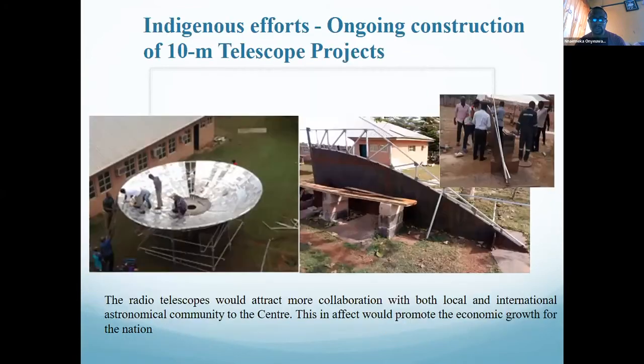Now, on our indigenous development, we tried designing our own radio telescope. This is a 10 meter radio dish we are building at the center. It has gone beyond this stage, it is now. The receiver system is already there. So you can use it to at least do some basic astronomy research now.